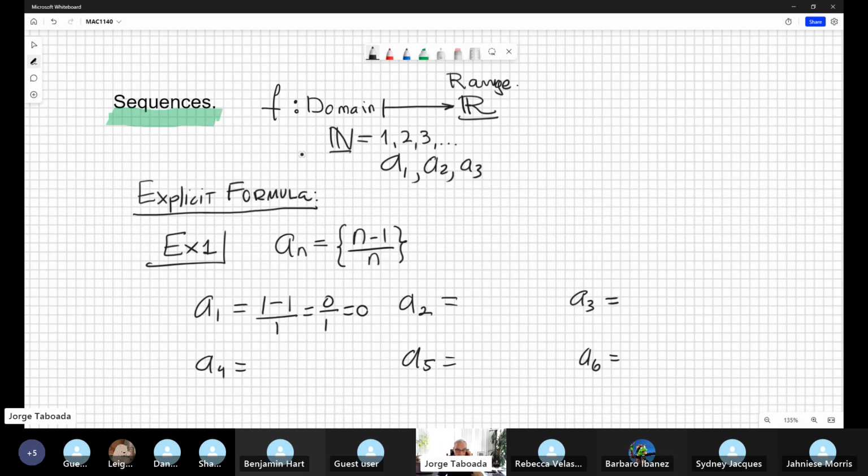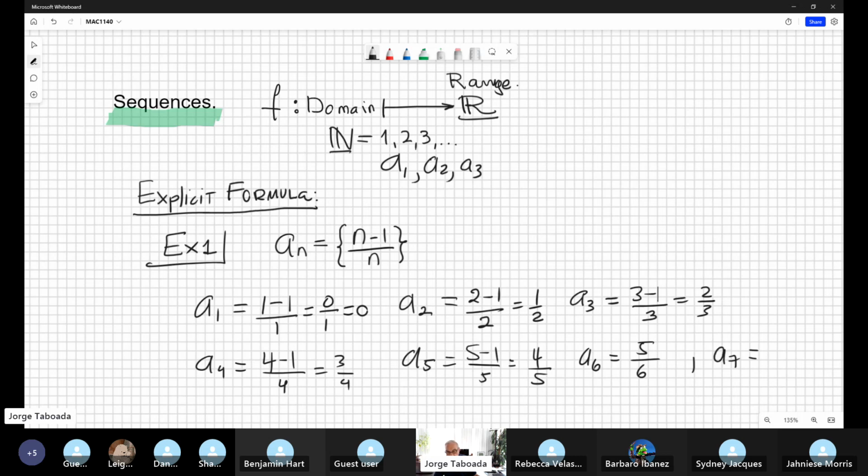a2 is 2 minus 1 divided by 2, and that's 1 half. a3 is 3 minus 1 divided by 3, and that's 2 thirds. And so on, easy. 4 minus 1 divided by 4, that's 3 fourths. a5 is 5 minus 1 divided by 5, that's 4 fifths. And a6 is, obviously, 5 over 6. It's clear the pattern, because the numerator is 1 less than the denominator. And so we can predict what the next one, a7, would be: 6 over 7.